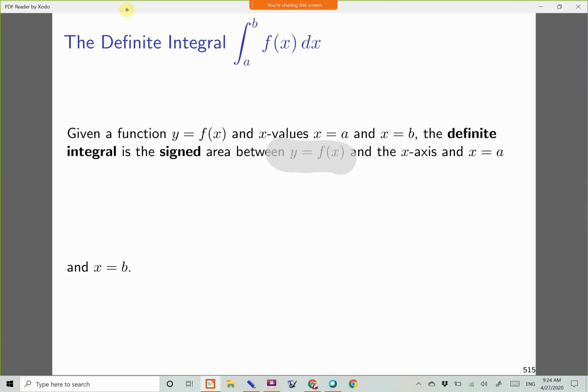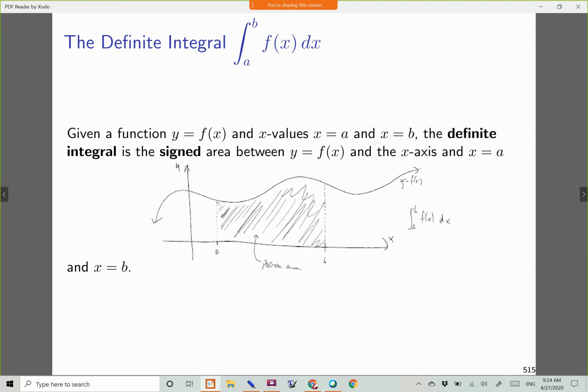It's the area between the graph of the function y equals f of x and the x-axis, and the two vertical lines x equals a and x equals b. Sorry for the placement of this. I'll get that fixed when I repost these. So this is an overall picture of what this is supposed to be.